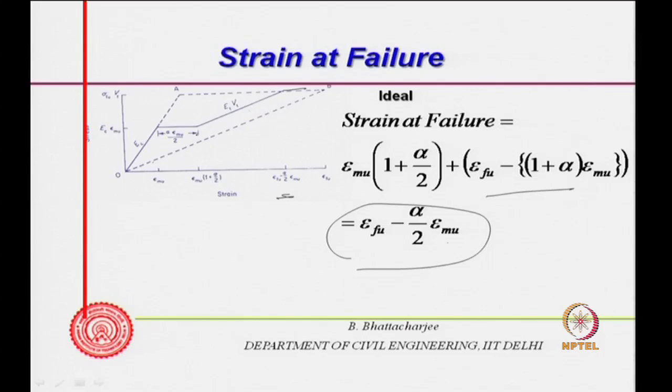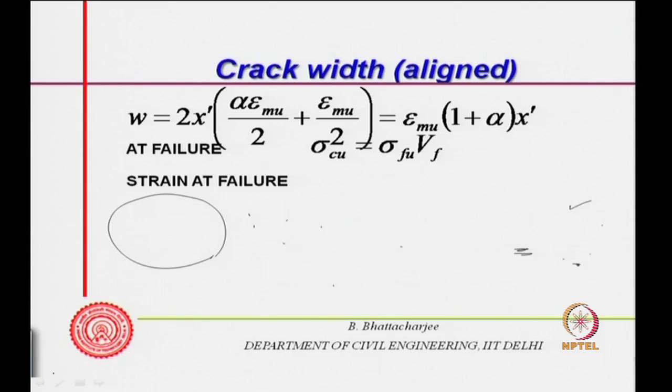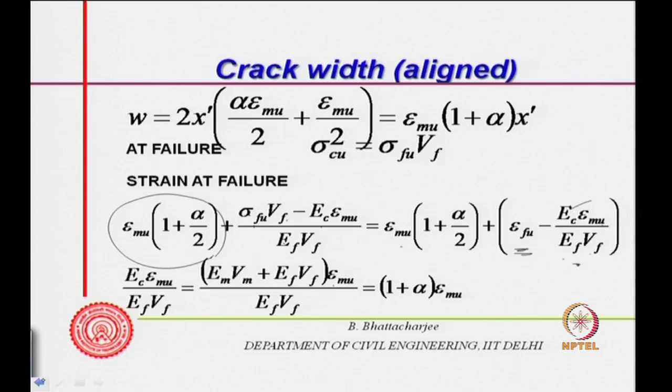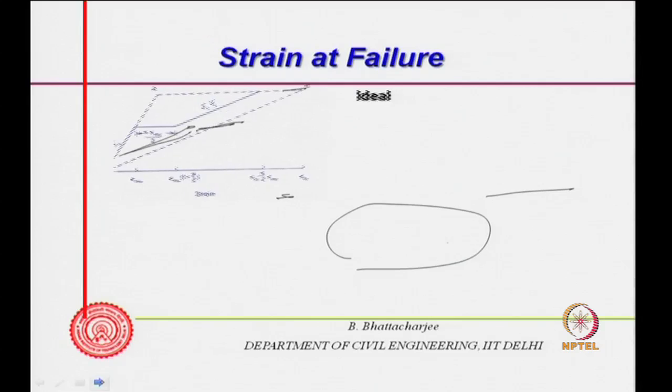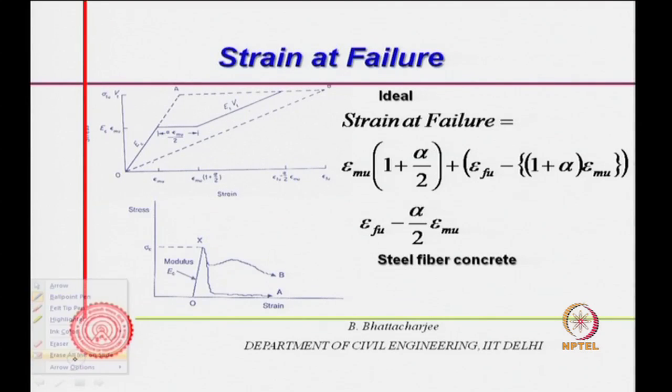strain at failure, and it comes out to be epsilon fu minus alpha by 2 into epsilon mu, because this length is the same as this length. It would have gone here, but now it has gone here, basically because of this length change. So, it is related to that, and from the similarity of triangles this relationship has been derived, where sigma fu Vf minus Ec epsilon mu is the stress in the matrix, divided by Ef Vf. And you will have the strain at failure as this. Anyway, that is still fiber.